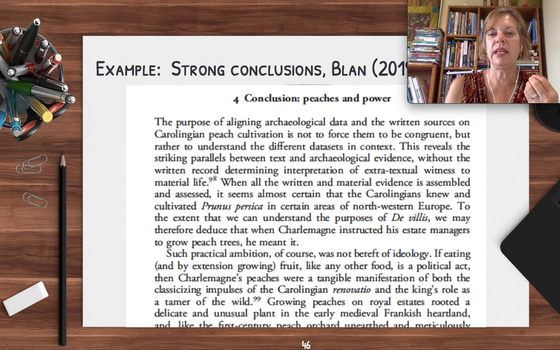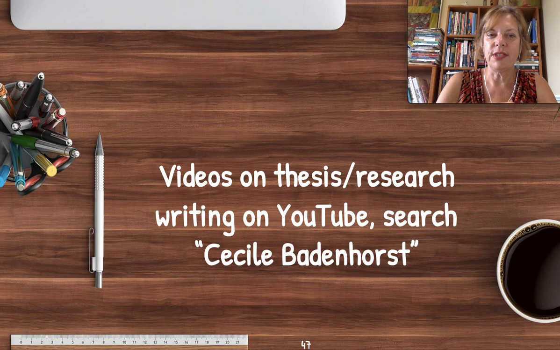There are other parts of the paper where you can be more cautious, but in the conclusion, you want to leave your reader with something. Something that you can say that the reader can take away with them. And that's why you need these strong conclusions. All right, that's my strong conclusion.